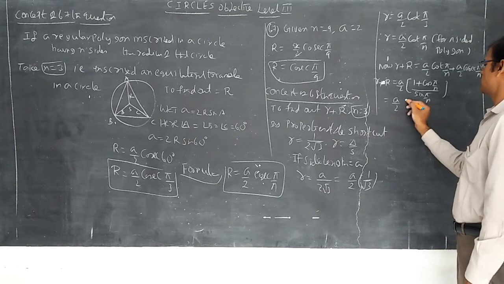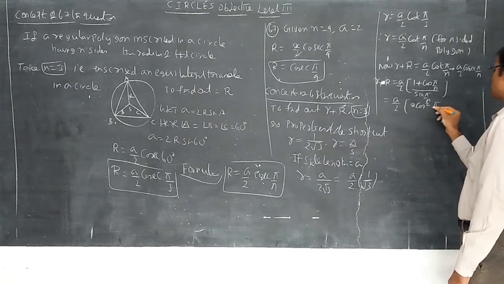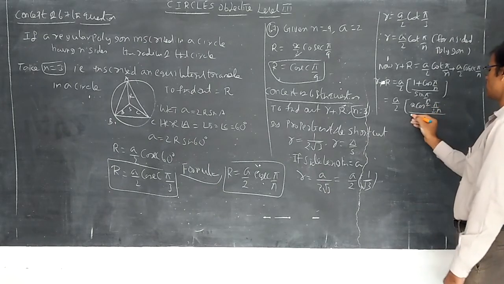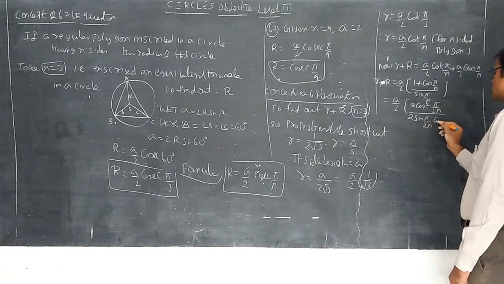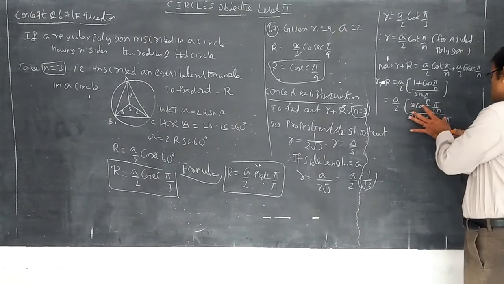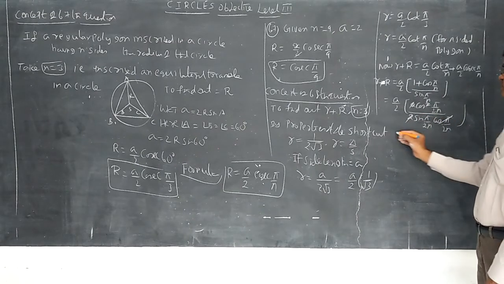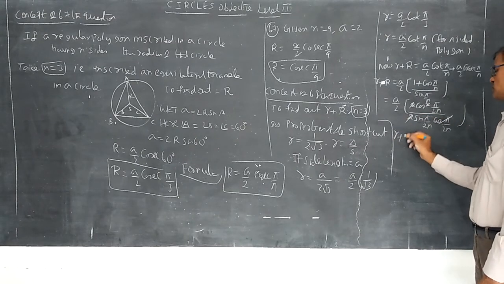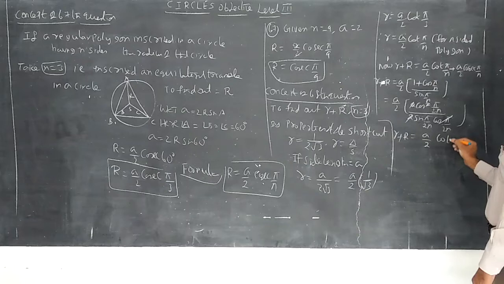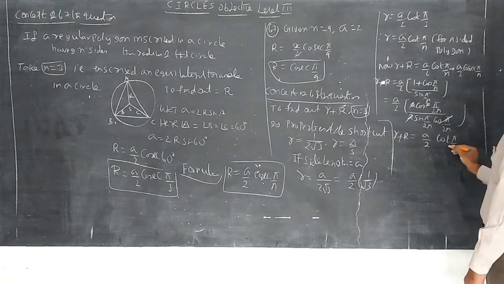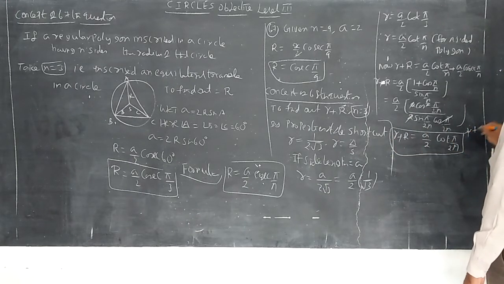That is equal to a by 2 into, students, 1 plus cos theta formula, 2 cos square theta by 2, so 2 cos square pi by 2n, by sin theta formula, 2 sin theta by 2 cos theta by 2, so 2 sin pi by 2n and cos pi by 2n. The 2 gets cancelled, the cos square gets cancelled. So small r plus capital R, we got the formula as a by 2 into cot pi by 2n. Put a box here and put a star mark. This you should also remember as a formula.